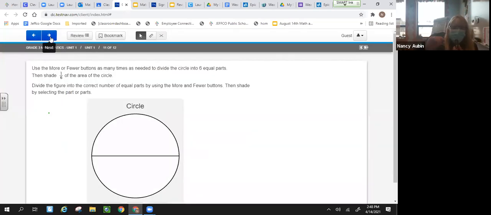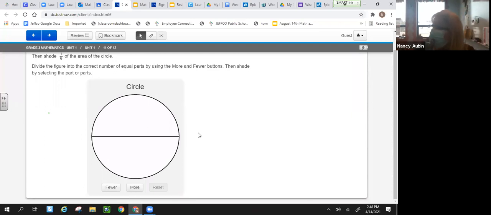And I wanted to show you this one, it's interesting. If you read the directions, you'll be fine, but I'm going to show you so you really understand it. It asks you to use the more or fewer buttons as many times as needed to divide the circle into 6 equal parts. Then shade 1/6 of the area of the circle. Divide the figure into the correct number of equal parts by using the more and fewer buttons. Then shade by selecting the part or parts. Right now you might be saying, what button? What do I have to do to find it? I need to scroll. Look, it's right there. I can't tell you how many times kids have raised their hands and asked where the buttons are, and I can't say anything. So scroll, move it if you can't find it.